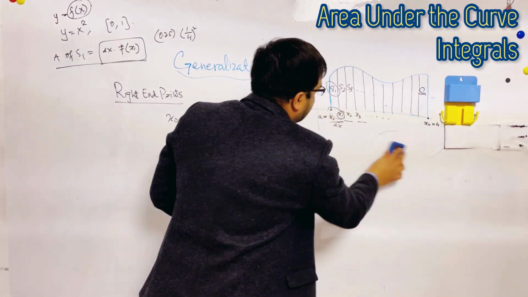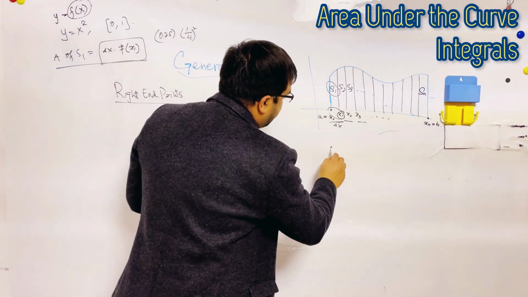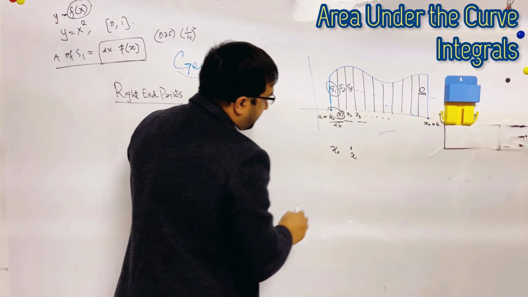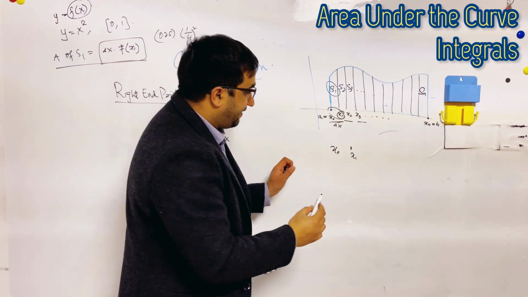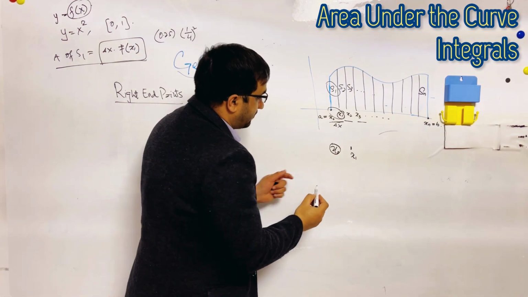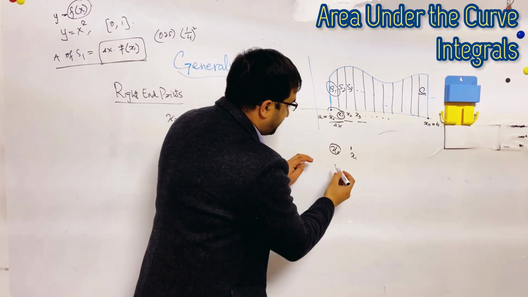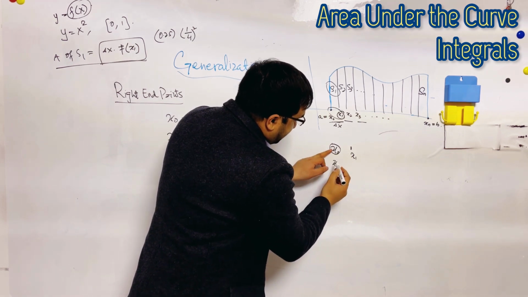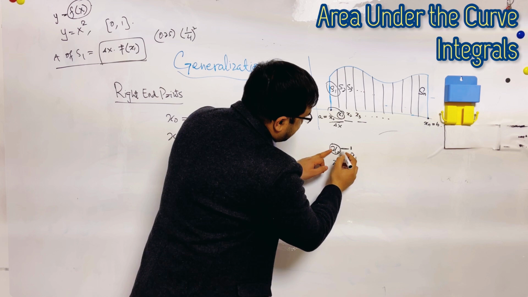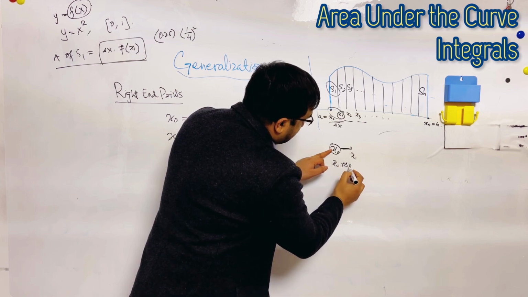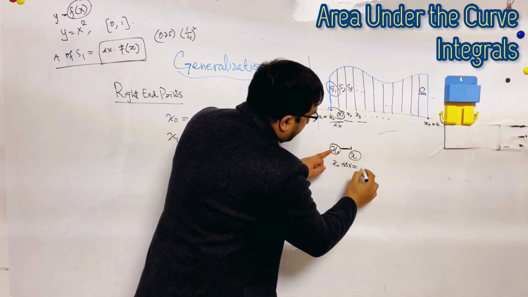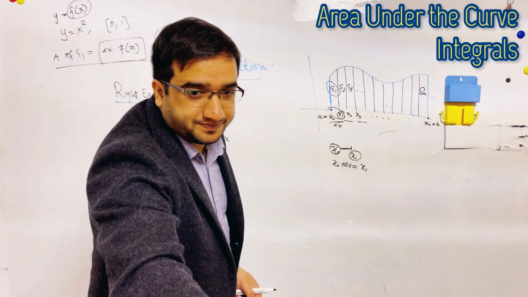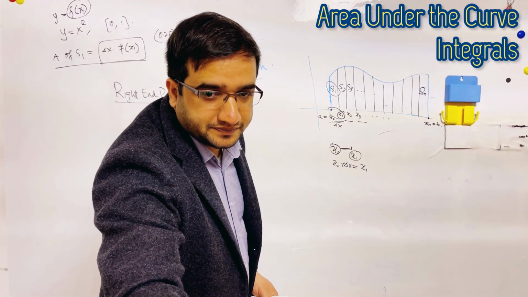When I am standing at x naught and I want to reach x1, what do I have to do? I already have this value, my value at the current position. Now if I add this distance, which is delta x, then I will reach this point. So that's what I'm writing here.